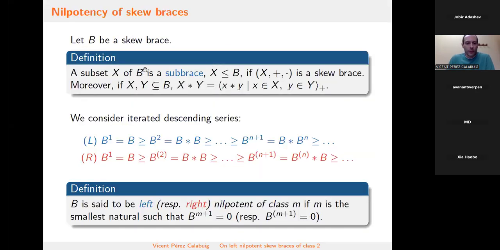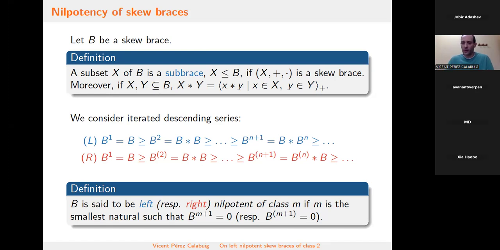Okay, so before, we need the following definition. A subset X of a skew brace B is called a subbrace if X with the restriction of the operations becomes a skew brace. And then we have that the star product of subsets X and Y is defined as the additively generated subgroup of all possible star products of an element of X and an element of Y. Okay, so we have all the ingredients.